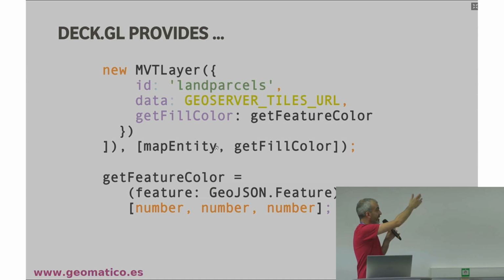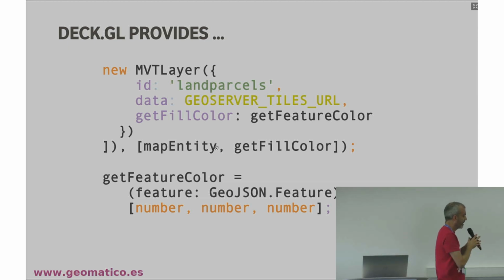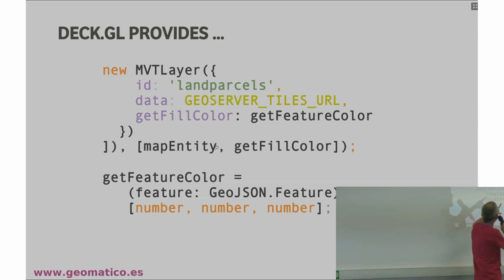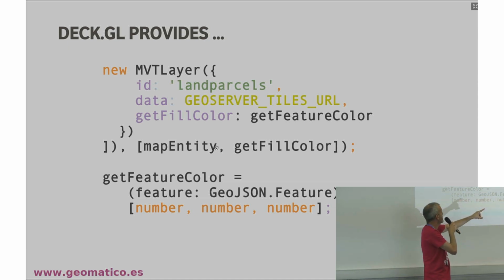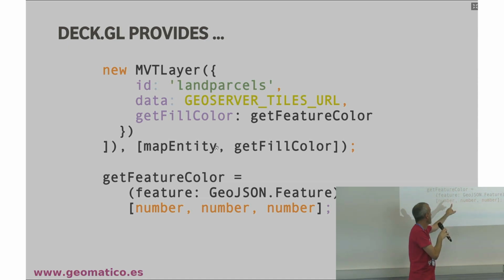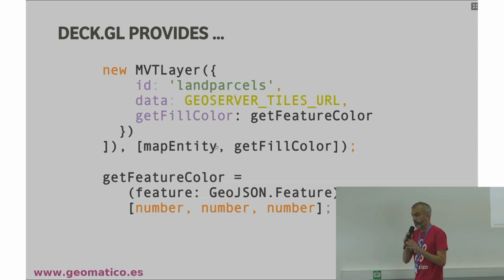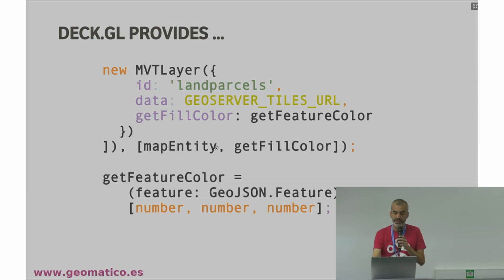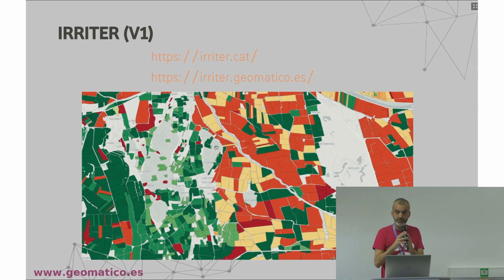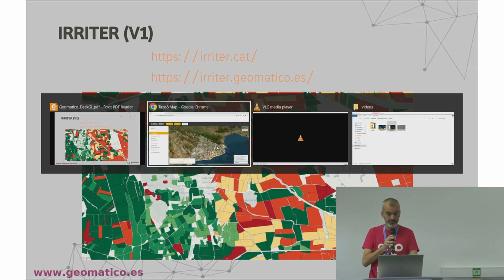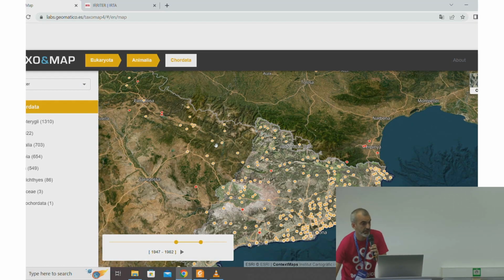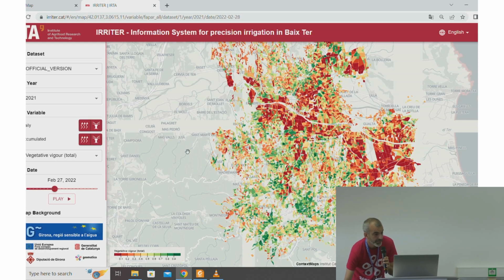Thanks to Deck.gl, we create a function that has this attribute, getFillColor, okay, and you do a user-defined function, getFeatureColor, that directly returns for each plot the RGB code, so that you know how to paint each plot. Okay, I do a live demo.